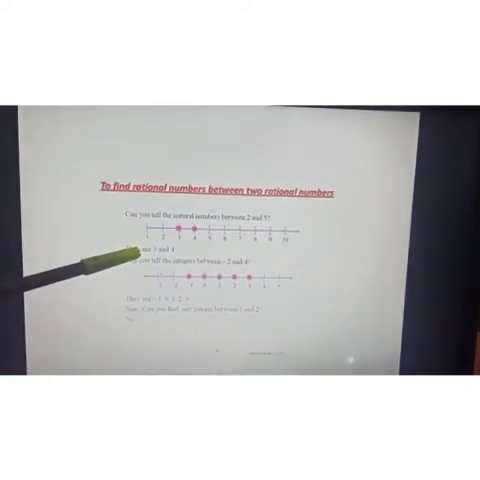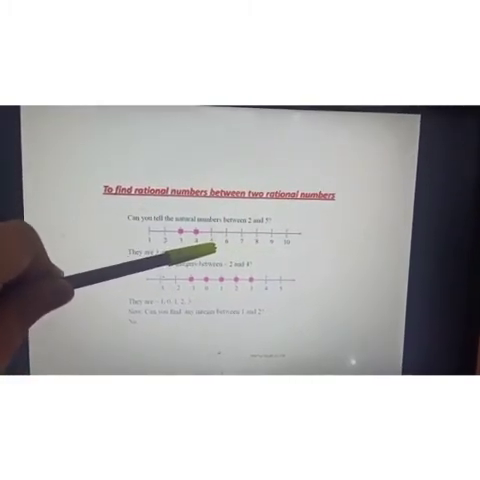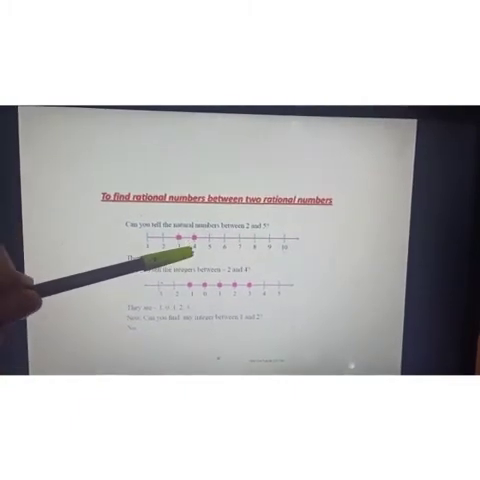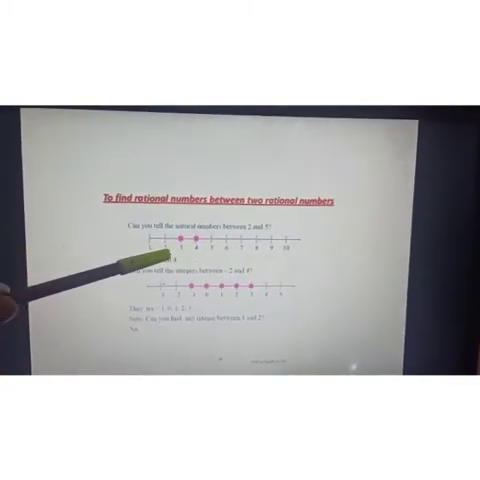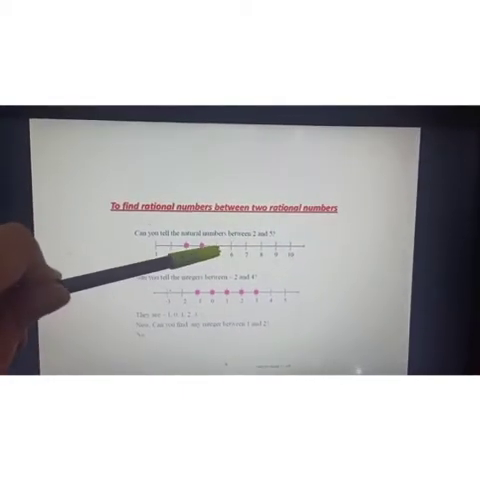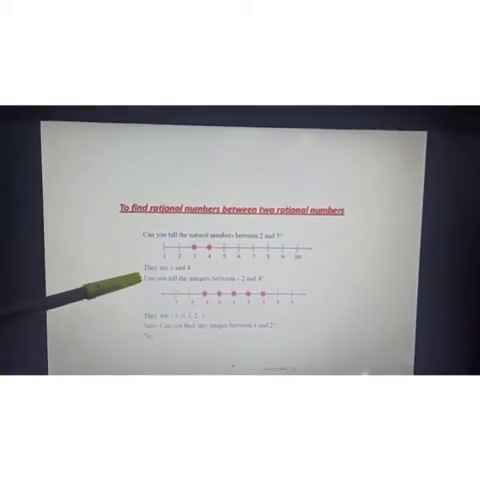Okay, so students, this is a number line from 1 to 10. Can you tell me the natural numbers which lie between 2 and 5? So this is 2 and this is 5. Can you tell me the numbers which lie between 2 and 5? Yes, the answer is 3 and 4. These 3 and 4 lie between 2 and 5, and all these numbers are natural numbers as they are positive numbers. That's why they are called natural numbers. Okay, so 3 and 4 lie between 2 and 5.